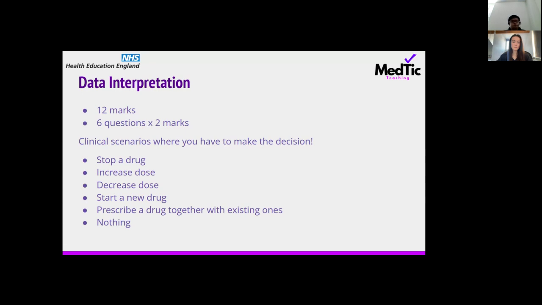The order of these questions does not go from easy to hard. They're all scattered all over the place, so you can get an easy one at the start and a hard one next. The difficulty varies with this.